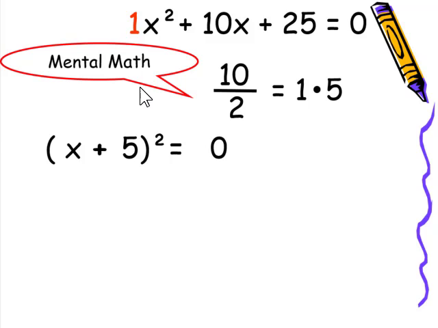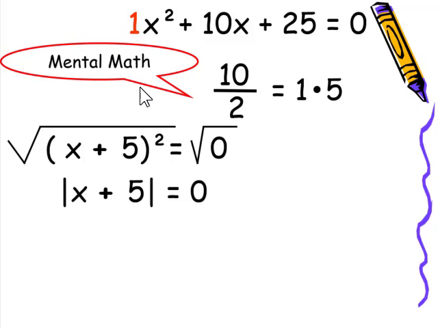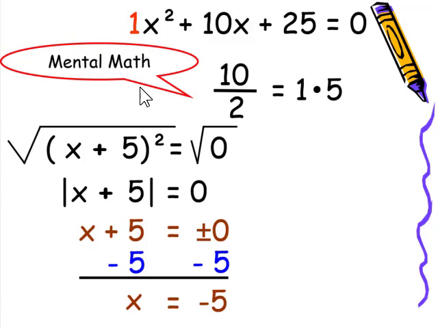We can solve this by taking the square root of both sides. That leaves us with the absolute value of x plus 5 is equal to 0. Then x plus 5 equals plus or minus 0. Subtract 5 from both sides, and we are left with x equals negative 5. Most teachers will skip that step, so I'm just showing it to you because sometimes you actually need the absolute value, especially when you get to algebra 2.